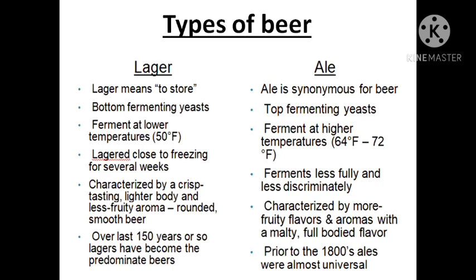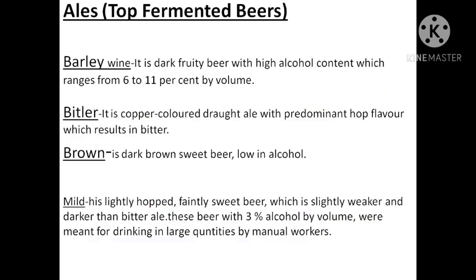Now we are going to look at some examples of lager and ale. Ale is a type of top fermented beer. Barley, also called barley wine, is a dark fruity beer with a high alcohol content, which ranges from 6 to 11% by volume.